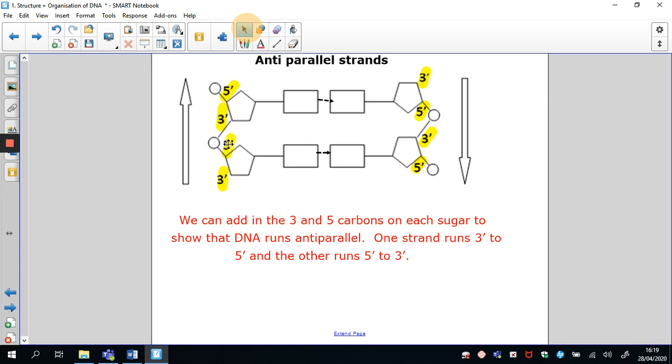Now, this 3 and 5 bit becomes really important when we do our next topic. But for now, I would like you to get in the habit, on a scrap bit of paper, of drawing out four nucleotides' worth. The house on the left-hand side is always the right way up, 5 prime at the top, 3 prime at the bottom, and opposite on that side.